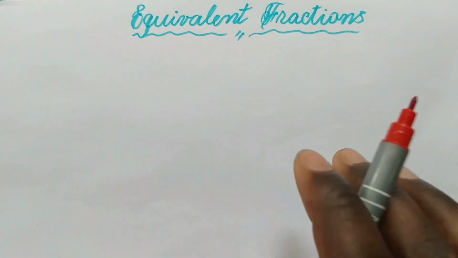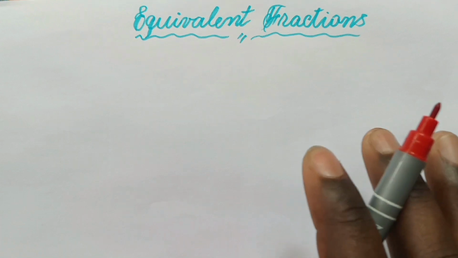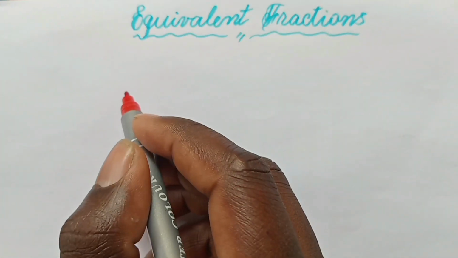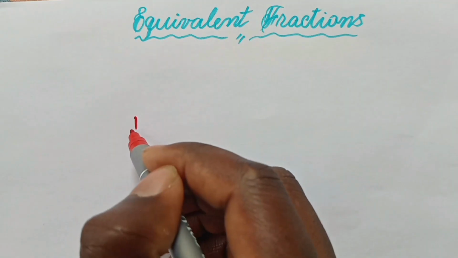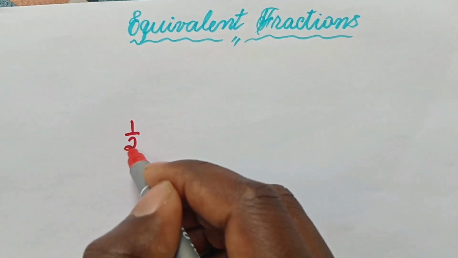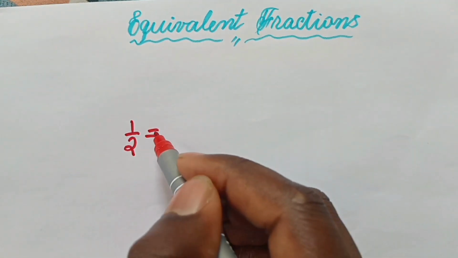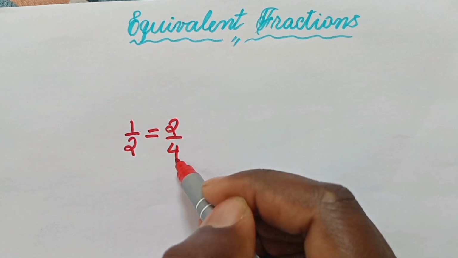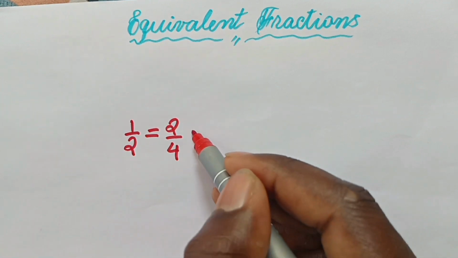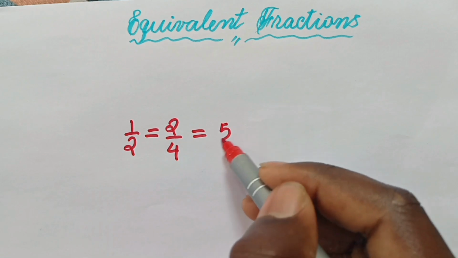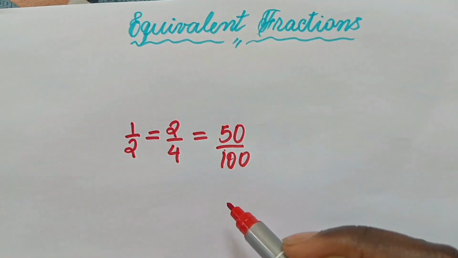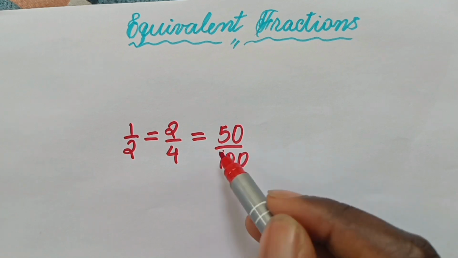Fractions can look different, but they represent the same value. For example, I can write here 1 divided by 2 equals 2 divided by 4. And it's the same to write 50 divided by 100. Okay? You have to understand this.